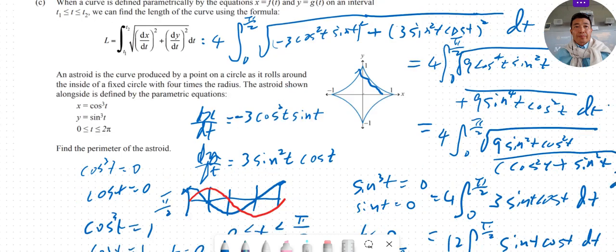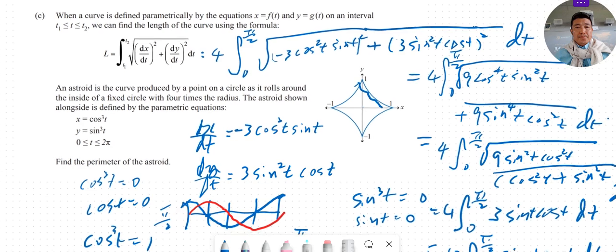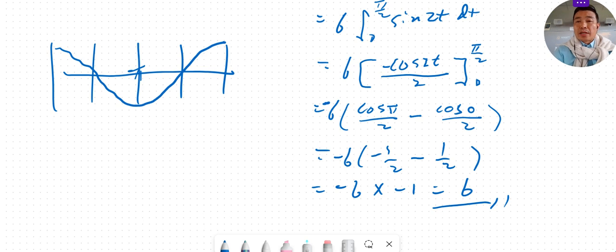Is there a unit? No, I didn't think so. So you could say just 6 or 6 units. Should be enough. Alright, I'll see you next time. Bye.